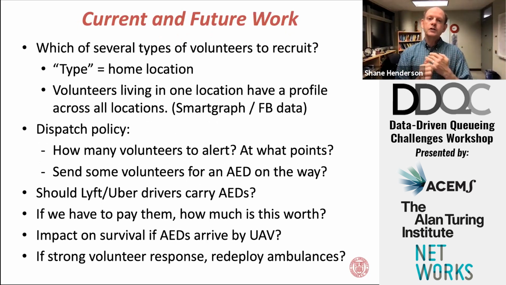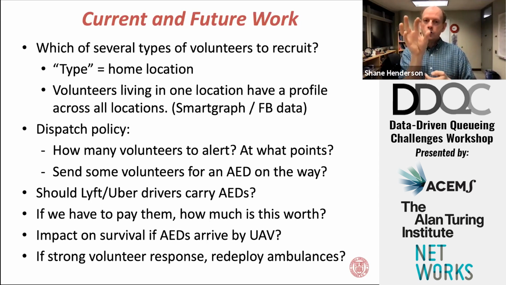So if we have several types of volunteers to recruit, which ones should we go for? What we're doing here is saying that the type of a volunteer relates to, say, their home address or their work address. And then we can look at that address and then look at where else they spend their time. So volunteers who live in an area unit actually have a profile across the whole city. You can think of that as a vector of probabilities that they're in these other locations. And it'll be concentrated around their work or home address, but they'll spend time in other areas as well.